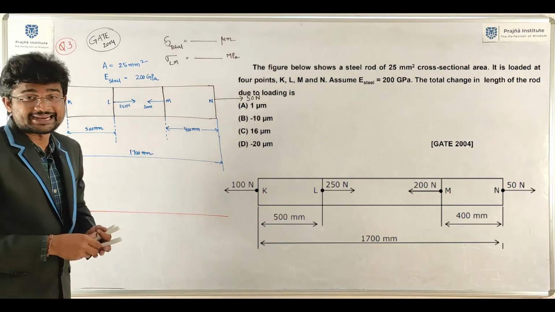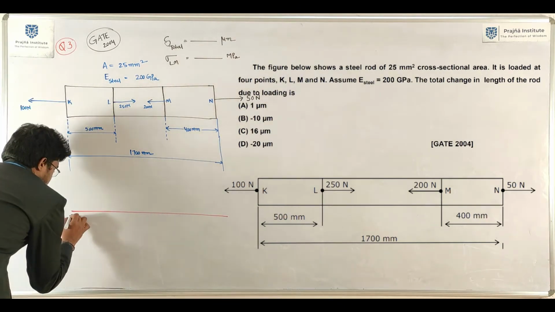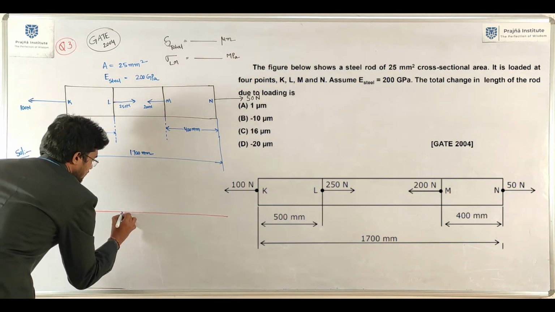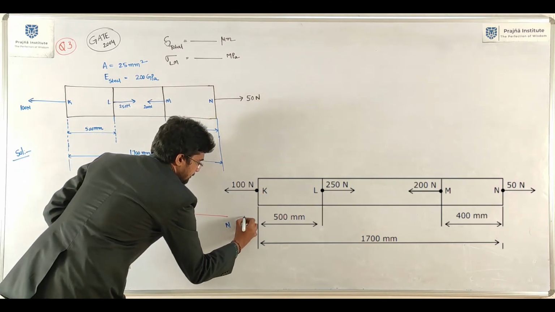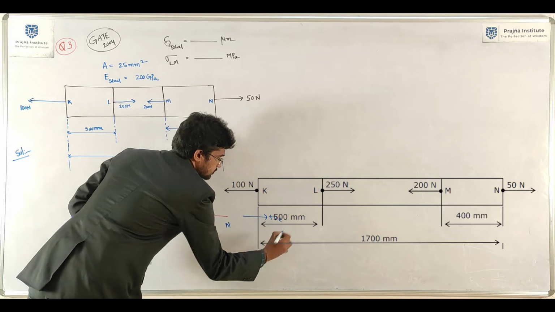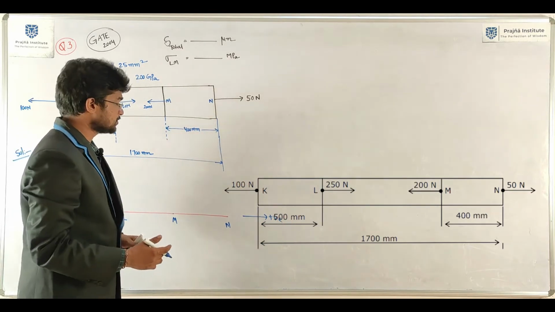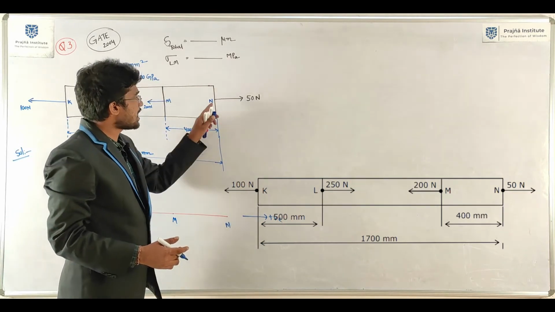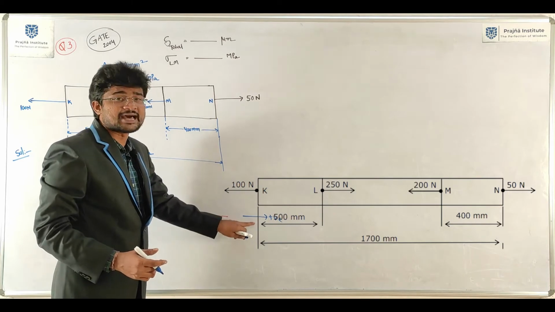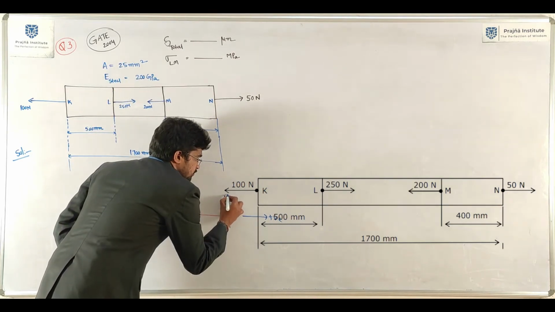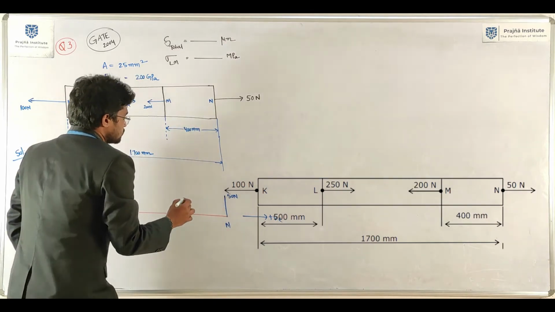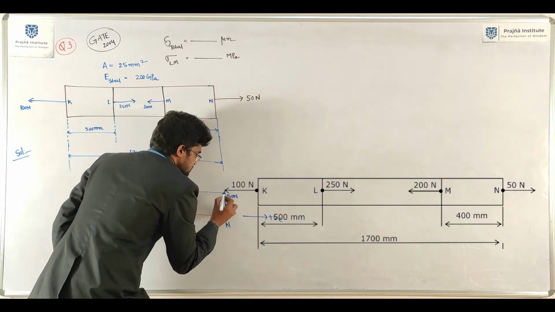Okay, start from the right end. K, L, M, N. Tensile is assumed to be positive. Now I am here, I have seen the load, both are acting in the same direction, means positive. Positive means we need to move up by 50 Newton. Don't lift your pen until the next load comes.